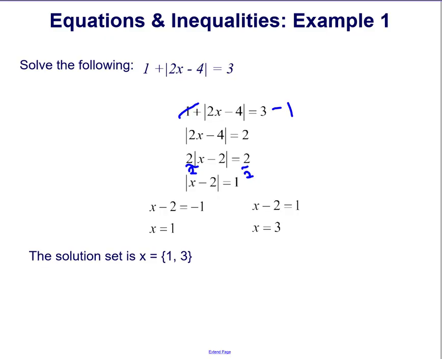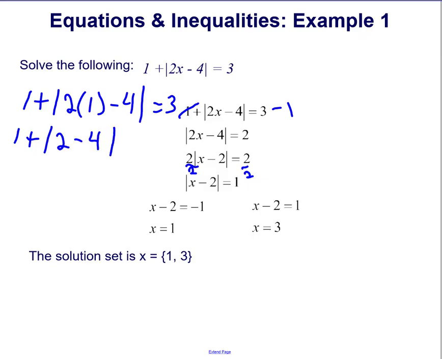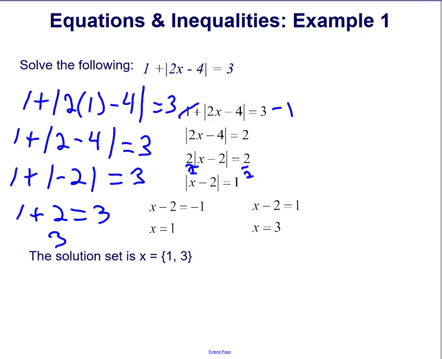I'm going to test one of these just to make sure. So let's take 1 plus the absolute value of 2 times 1 minus 4. Let's see if that's equal to 3. So I have 1 plus the absolute value of 2 minus 4, because 1 times 2 is 2. Does that equal 3? I have 1 plus, now this is negative 2. The absolute value of negative 2 is positive 2. And 1 plus 2 is equal to 3. So it checks out. That works.